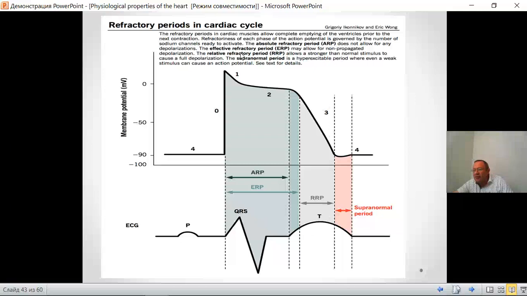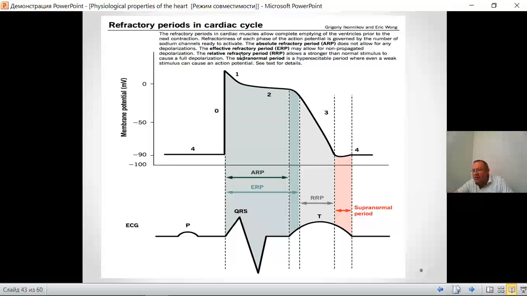Effective refractory period. The effective refractory period includes and is slightly longer than the absolute refractory period. At the end of the effective refractory period, the sodium channels start to recover. The distinction between the absolute and effective refractory periods is that absolute means absolutely no stimulus is large enough to generate another action potential. Effective means that a conducted action potential cannot be generated.